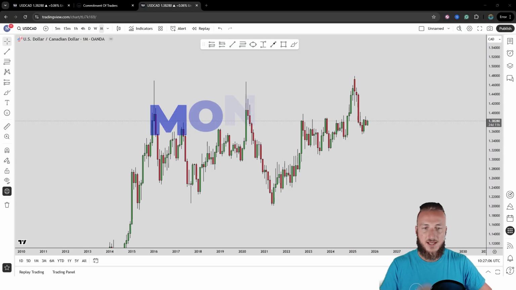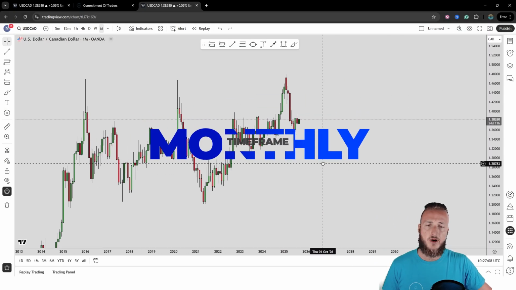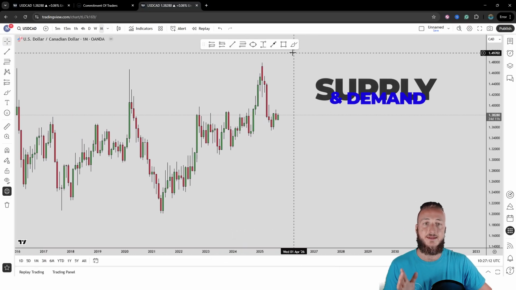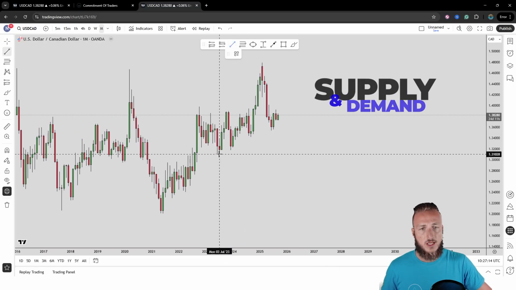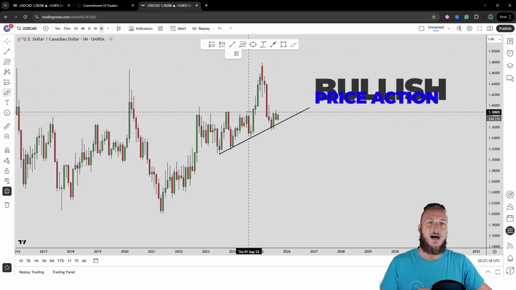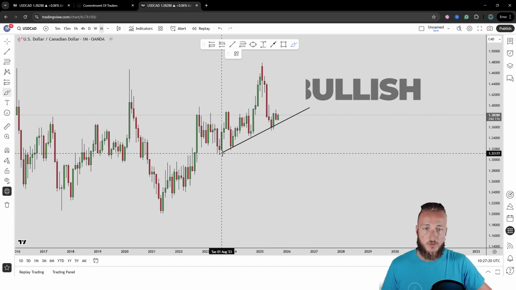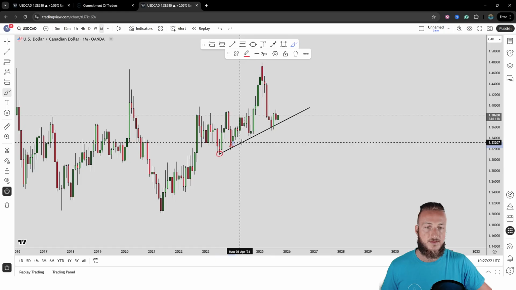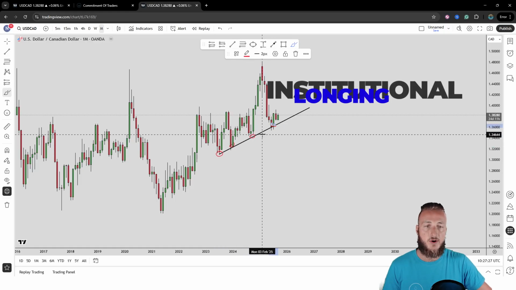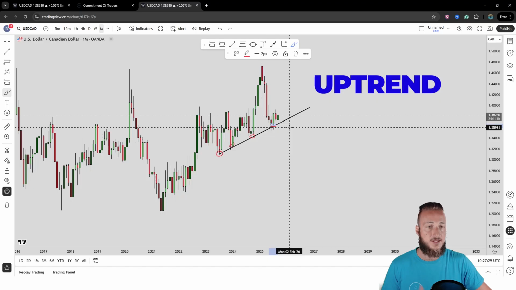Starting here from the monthly time frame, what we can see is that we have a market which at the moment is at a very strong support and demand area. In fact, what we can notice is that the level that the market is currently rejecting to the upside is a higher low zone area. From here, on multiple occasions, we have seen very strong institutional buying, and we can see how every time the market created higher lows at this area.